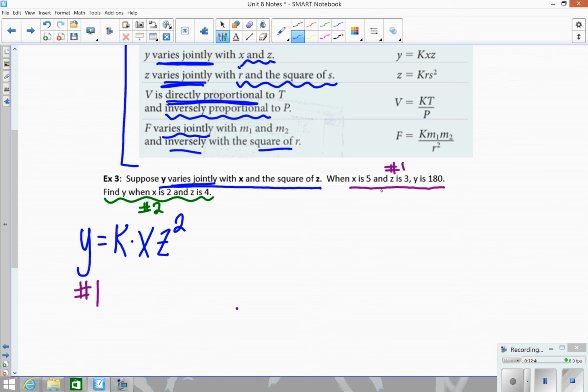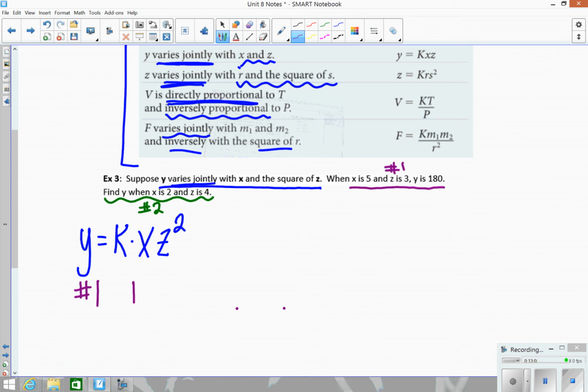So notice here that since we have 3 variables, they have to give us 3 numbers for the variables in the first one, and then in the second situation, they have to give us 2 out of the 3. Otherwise, you wouldn't be able to solve the problem. So we're going to go ahead and plug in.